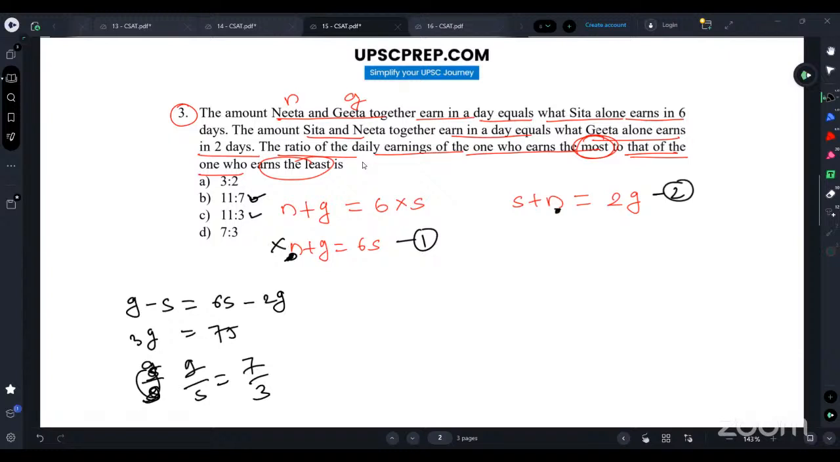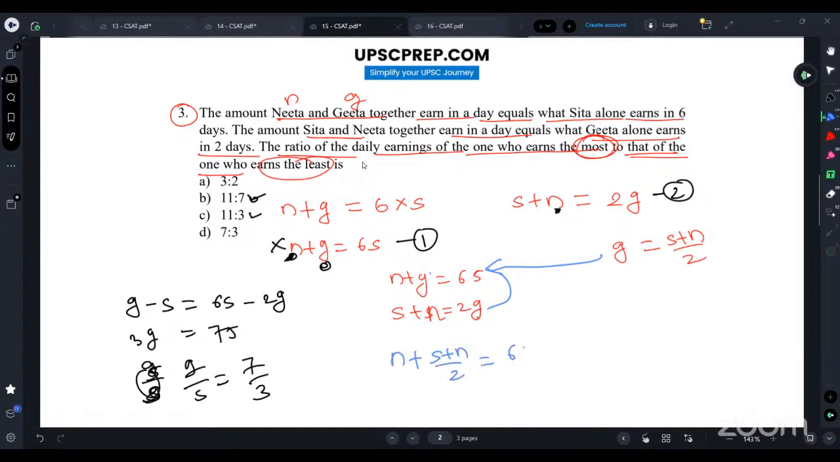So let's try to eliminate g. If we eliminate g, what will happen? From the first equation, n plus g is 6s, and s plus n is 2g. We will try to eliminate g. So g can be written as s plus n by 2. Now let's put this into the first equation. So n plus g is n plus s plus n by 2, which is equal to 6s. Now let's solve this. It will be 2n plus s plus n equal to 2 into 6, which is 12s.